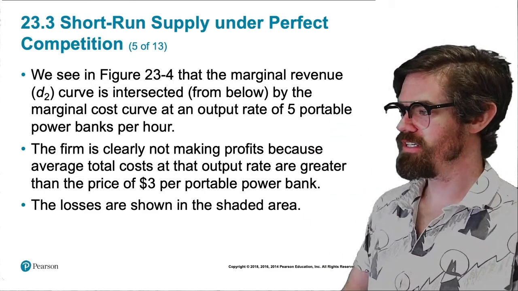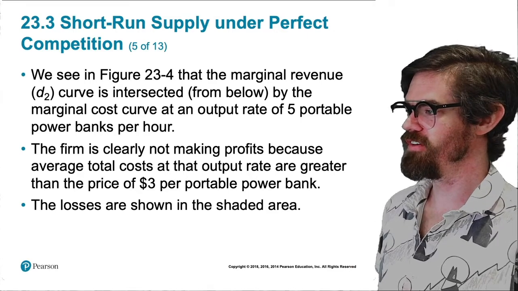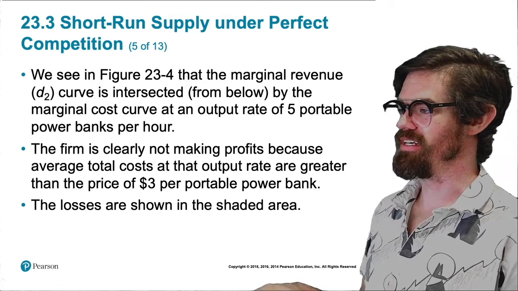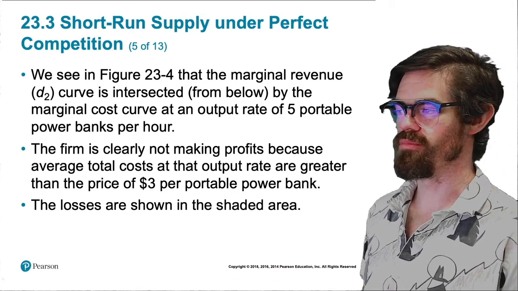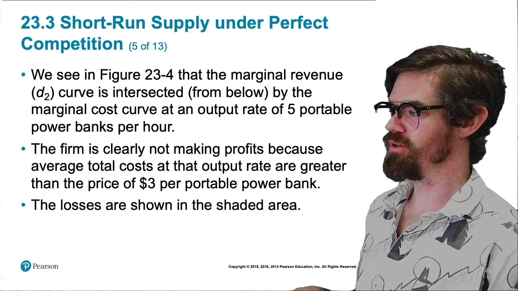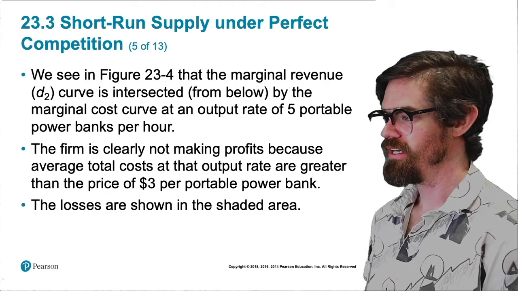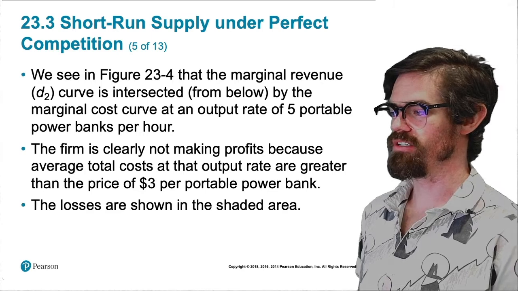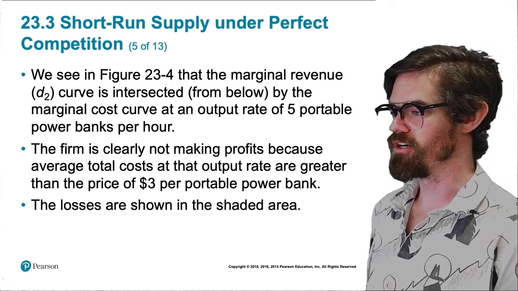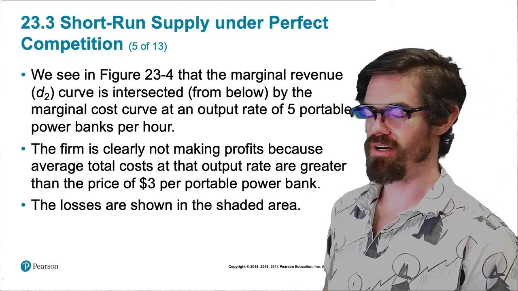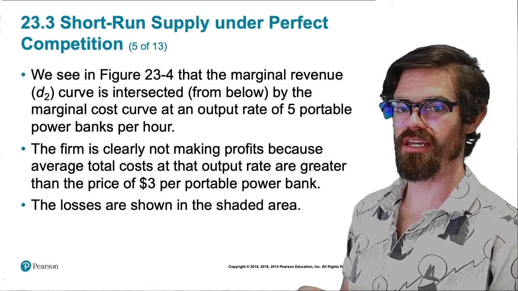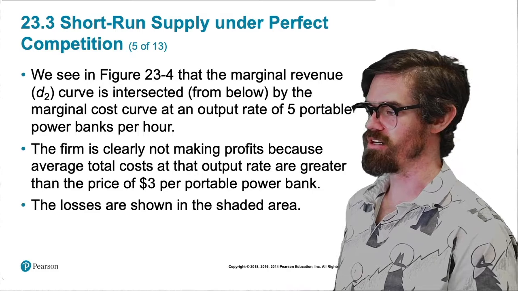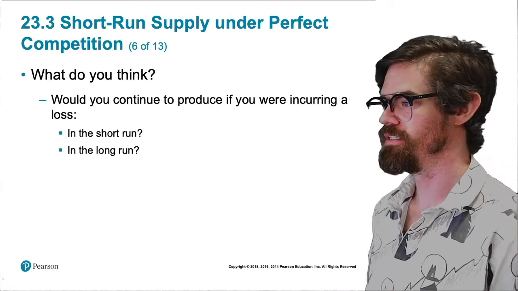All right, so what we saw in that last figure is that marginal revenue is intersected by the marginal cost curve at an output of 5 portable power banks, and the firm is not making profits because average total costs at that level of output are greater than the price, right? So the amount of money they're making per unit is less than the cost per unit. And those losses were shown in that red shaded area.